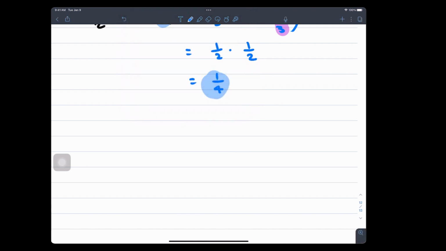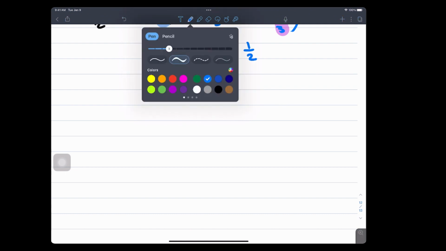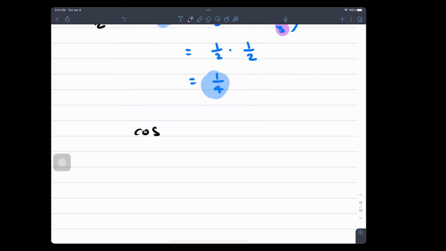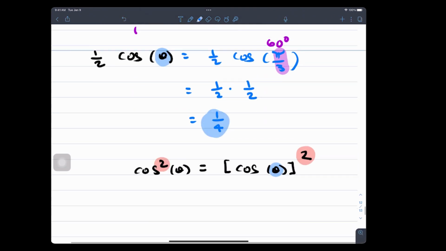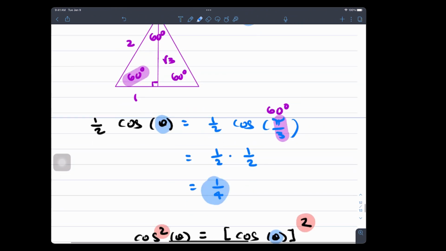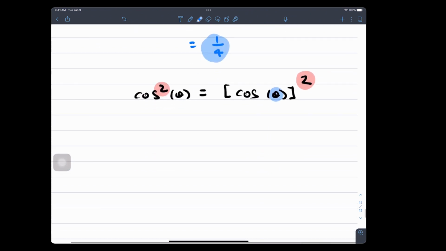And just for fun, does anybody happen to know what's the definition of cosine squared theta? Do you guys know what that is? That's thinking of cosine as a base, and you're raising it to the power 2. Okay. So if theta is what they tell us, theta is going to be pi over 3 here in this question, right?